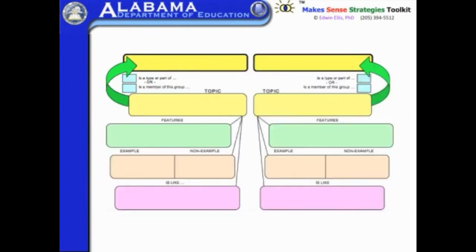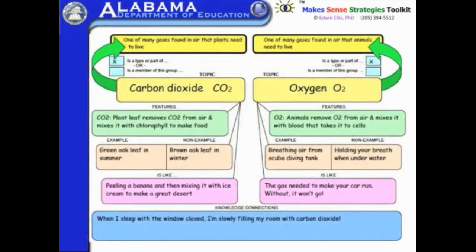This one is using these semantic tables for comparison. And so here, obviously, we're comparing carbon dioxide with oxygen, and features, examples and non-examples of each, and "is like," and knowledge connections.